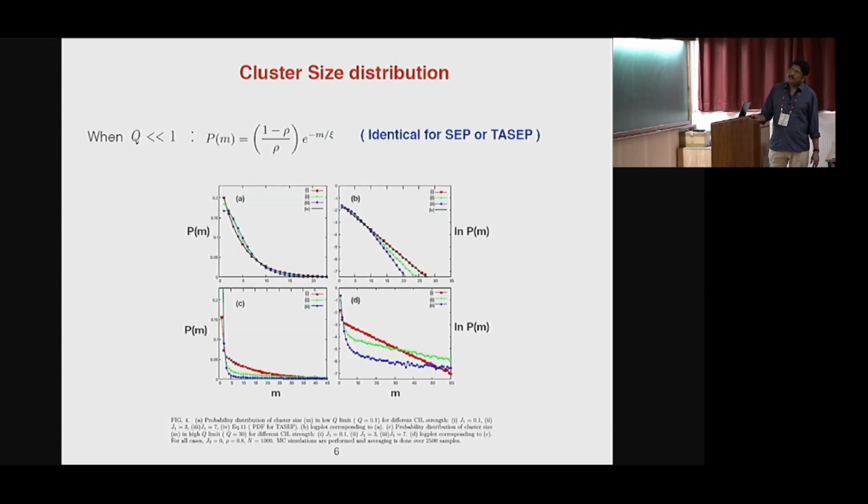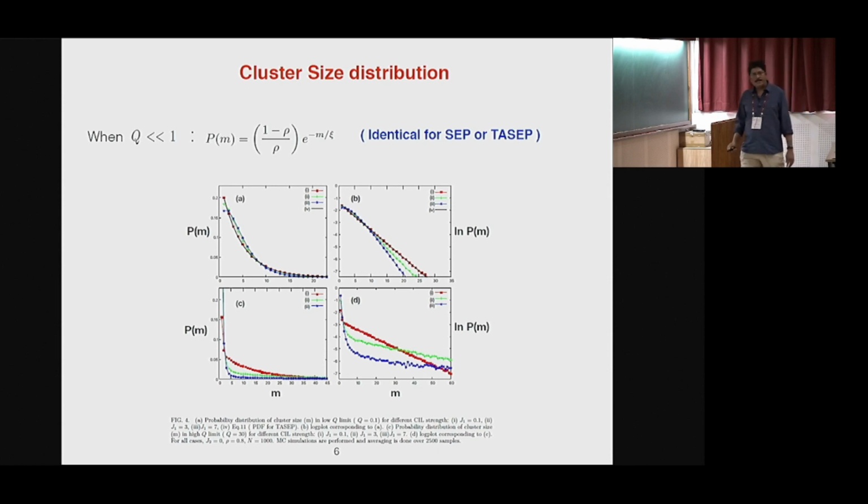Now, next we look at the cluster size distribution of these particles in different regimes. In the regime where the switching rate of these particles is much faster than the hopping rate, this model gets reduced, so it would be identical to the results of a totally asymmetric exclusion process or symmetric exclusion process. And it is well known that the cluster size distributions are exponential, with rho being the particle density, etc. So this is in this regime, and indeed the Monte Carlo simulations bear that out. These plots correspond to the limit of Q being much less than 1.